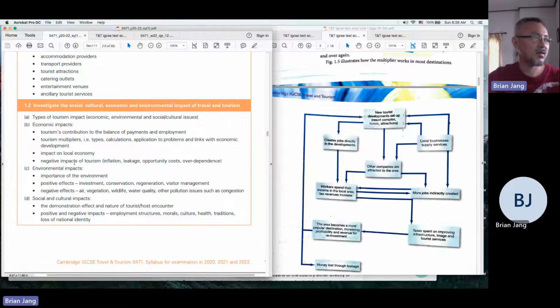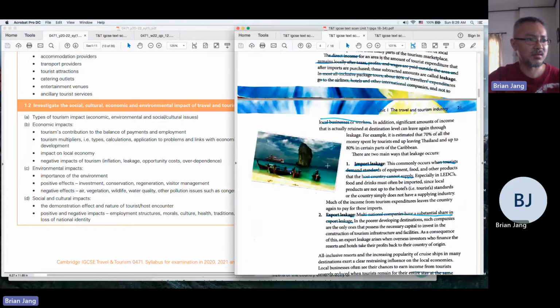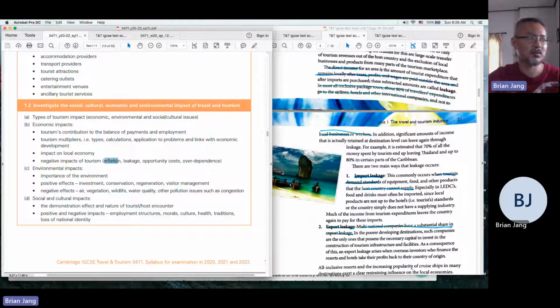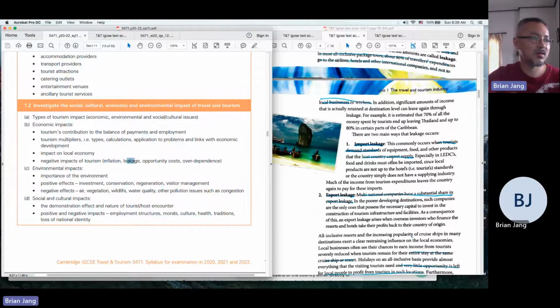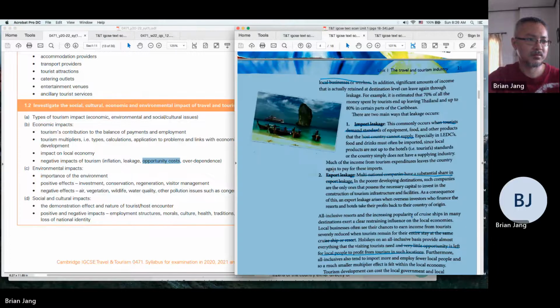Okay, so then you have negative impacts of tourism. Definitely understand. They don't even really talk about what inflation is, but here it's kind of hinting that they might ask you about what inflation is in terms of the negative impacts of tourism. Review the leakages: import leakage, export leakage, opportunity costs. Where's that?